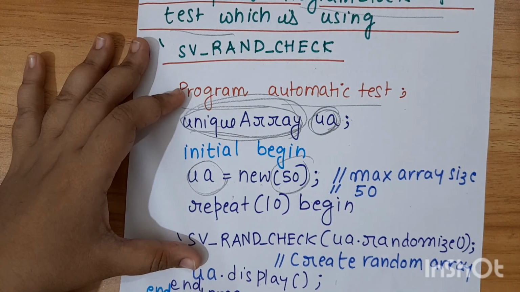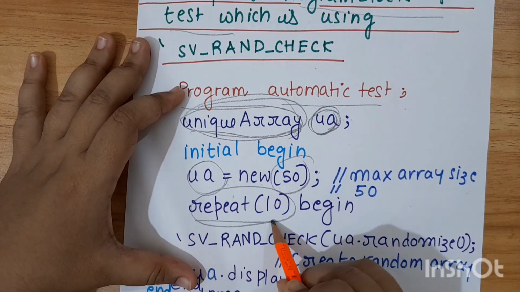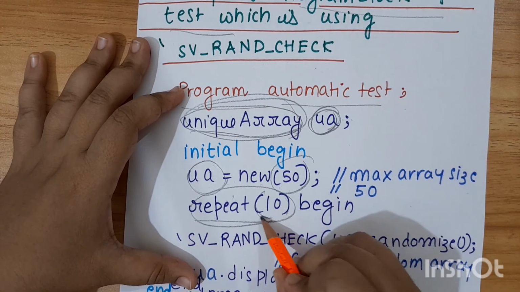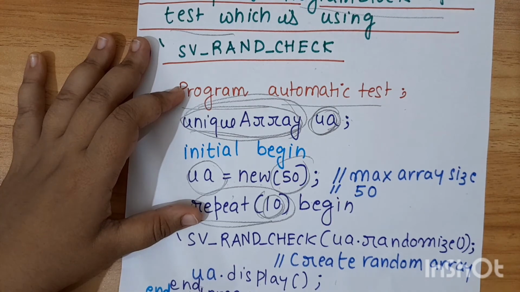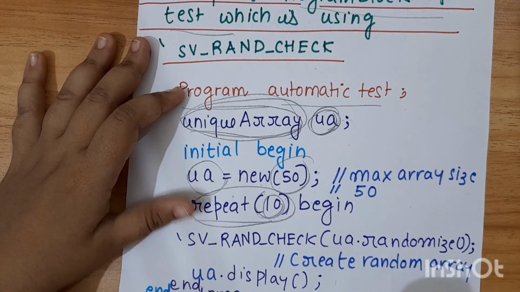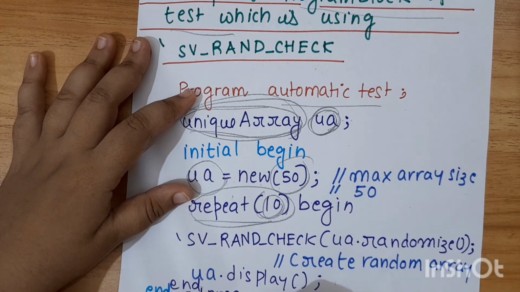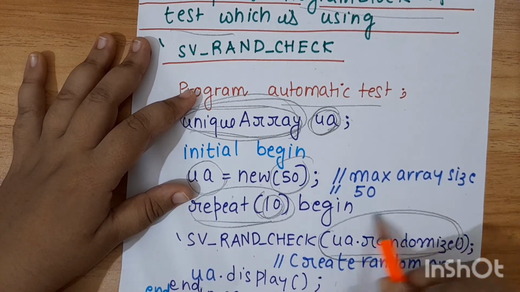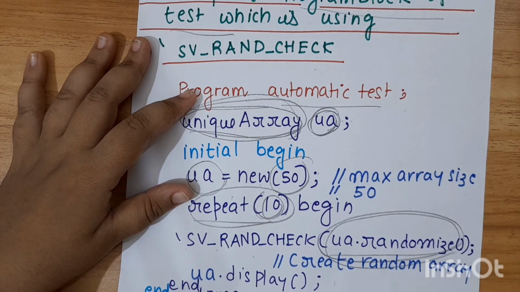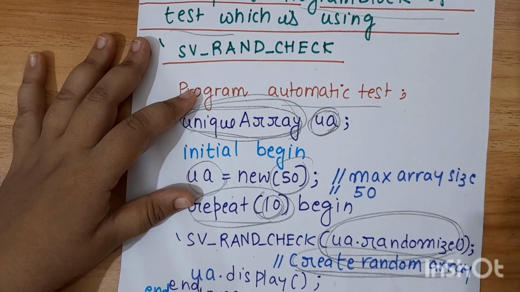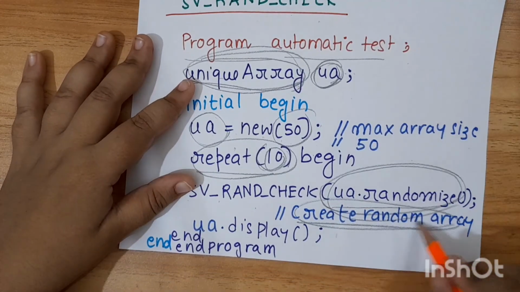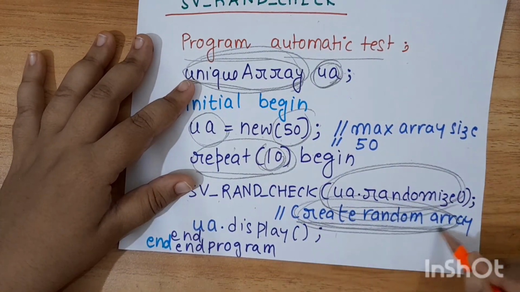Then I am using the repeat code. Inside the repeat double bracket I have put 10 times the begin and end statement. The block of begin and end statement will be run 10 times. So inside the begin and end, tick sv_rand_check bracket ua.randomize. So this particular class handle.randomize is called. Here we create a random array. ua.randomize means I am creating a random array.